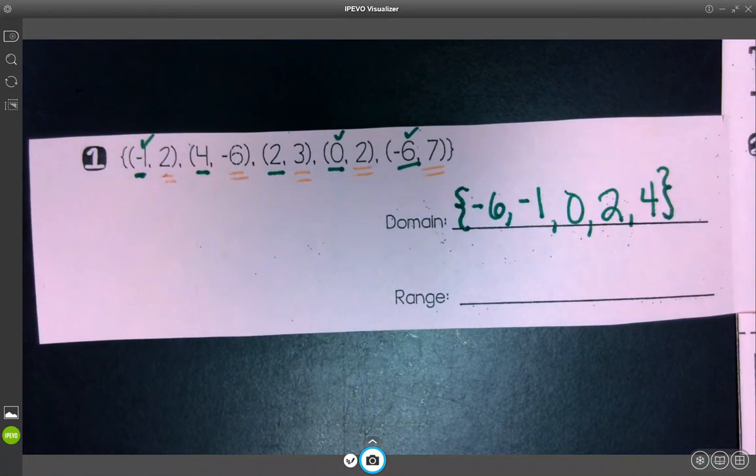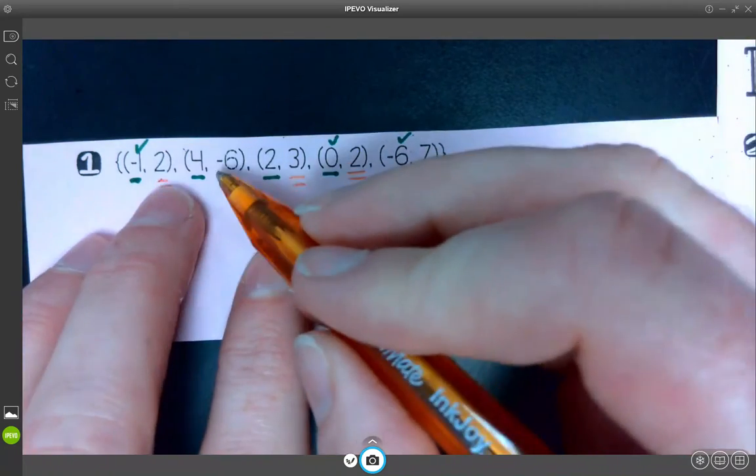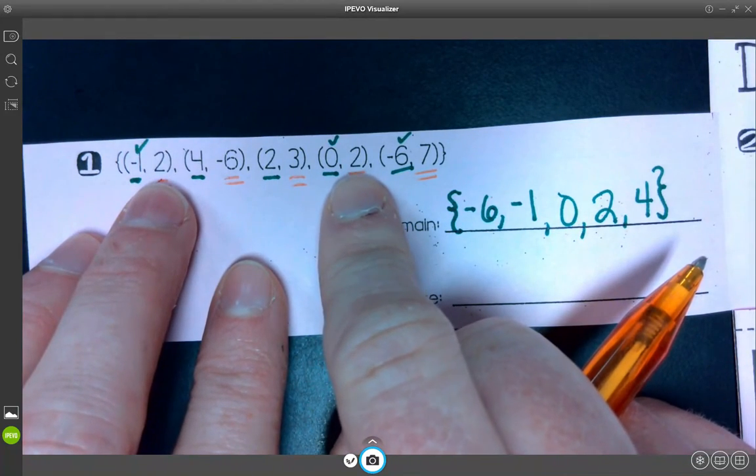And we'll do the same thing, list them from least to greatest. If there's a repeat, you don't list both or that number twice. You just list it that one time. So we have 7, 2, 3, -6, 2. I'm not going to write 2 twice. I'm just going to write that one time.